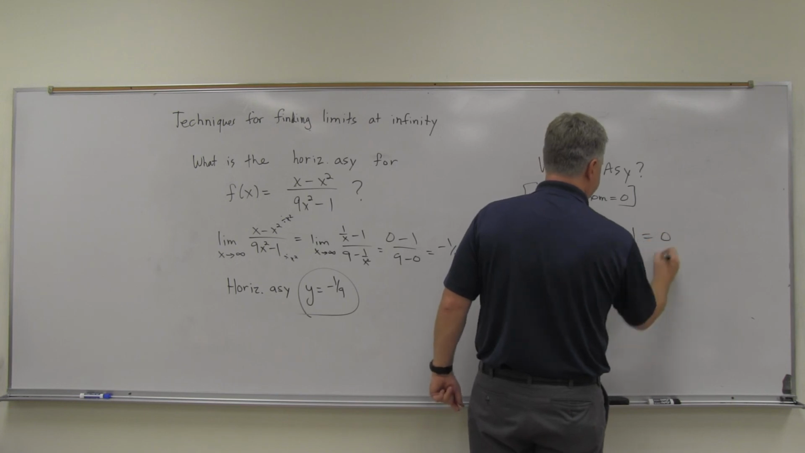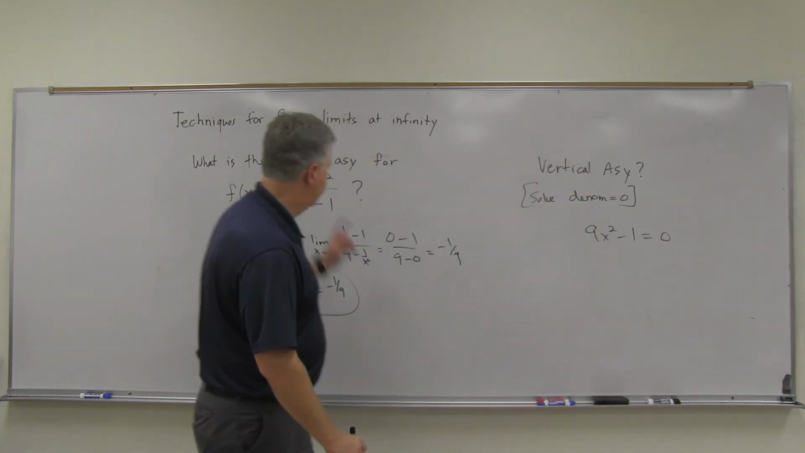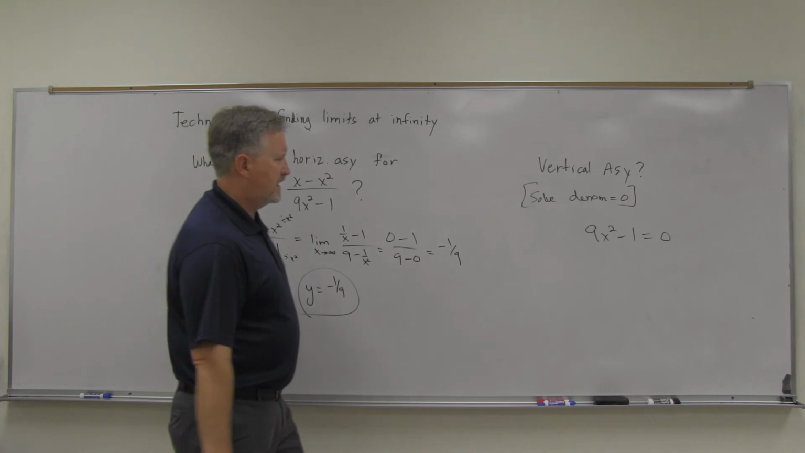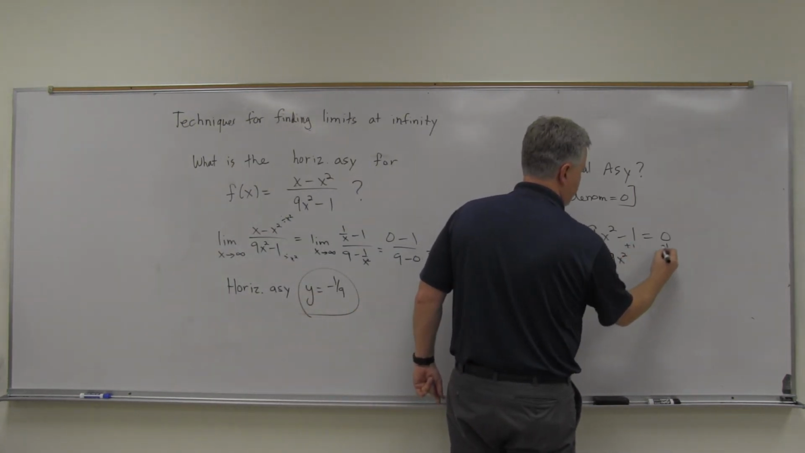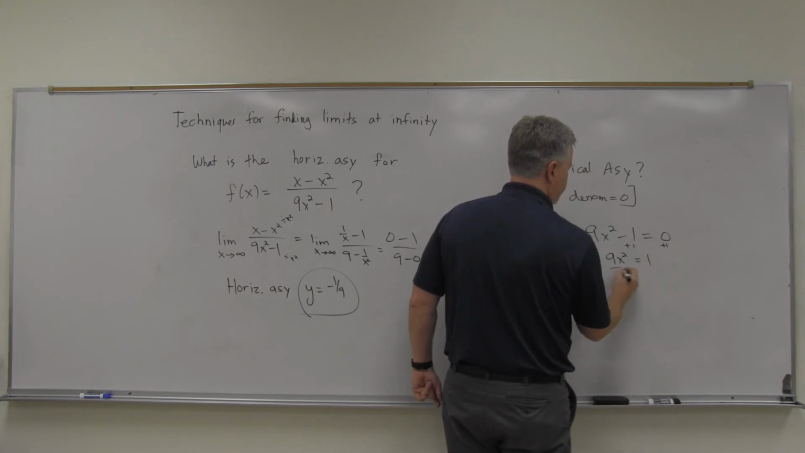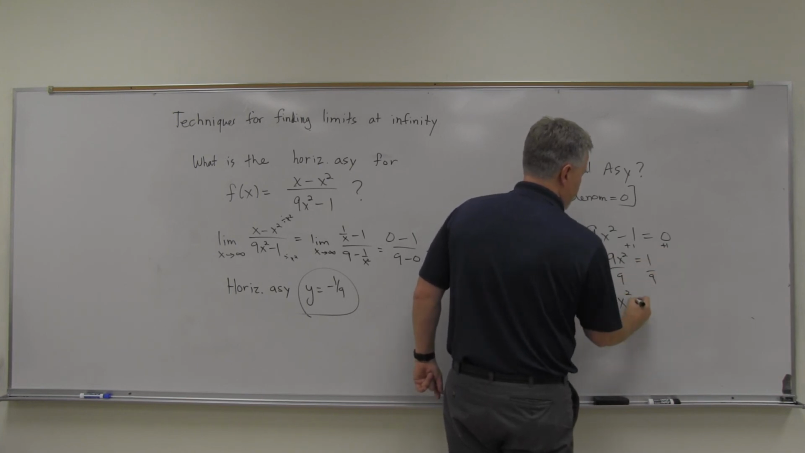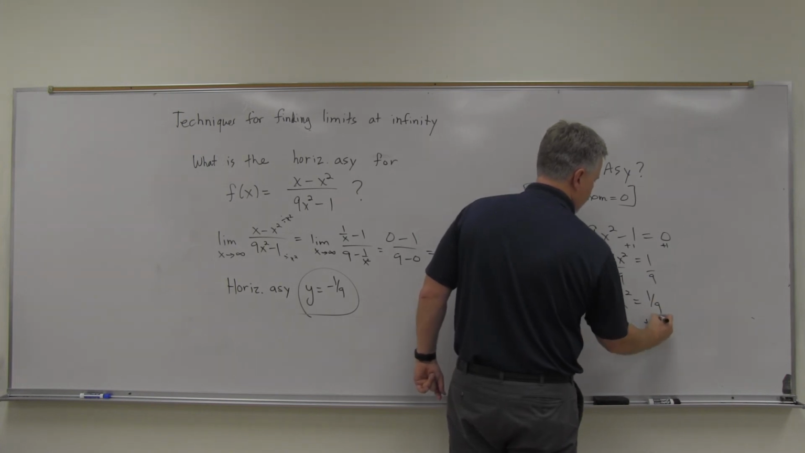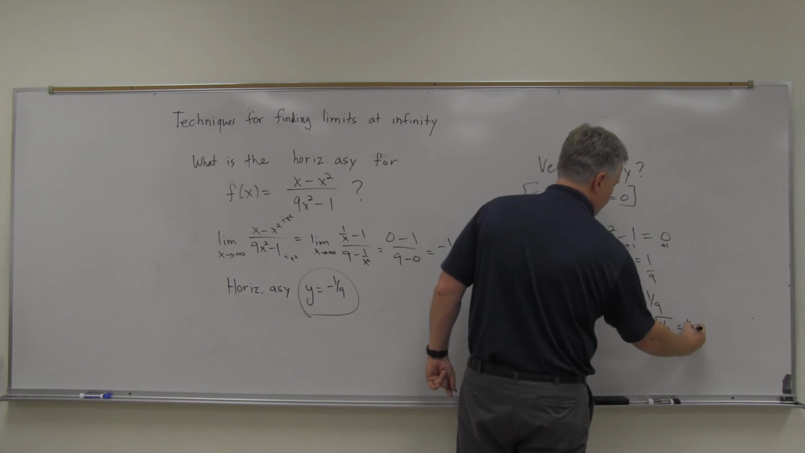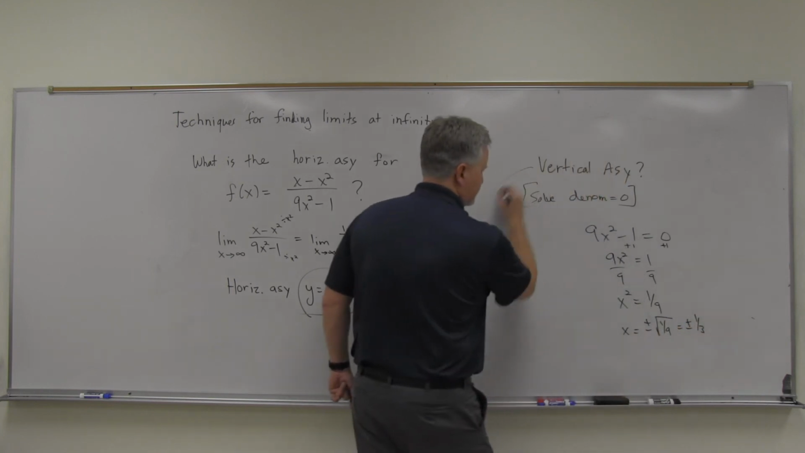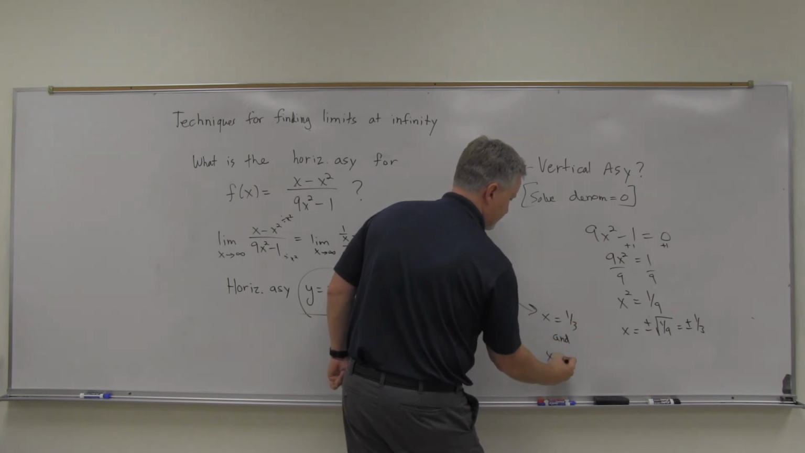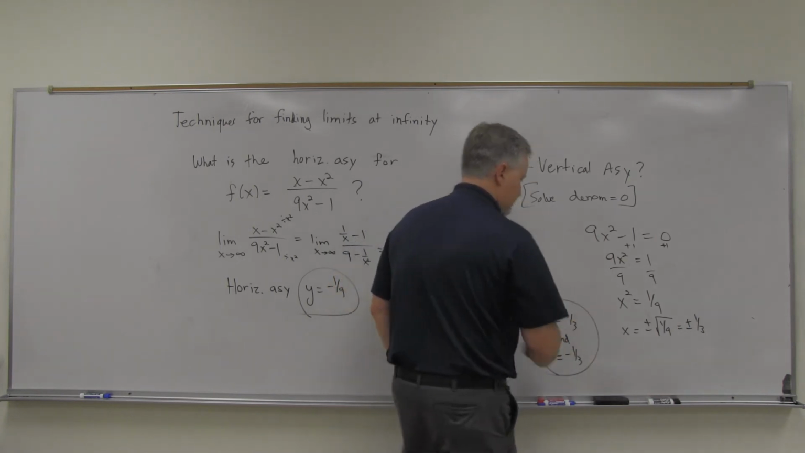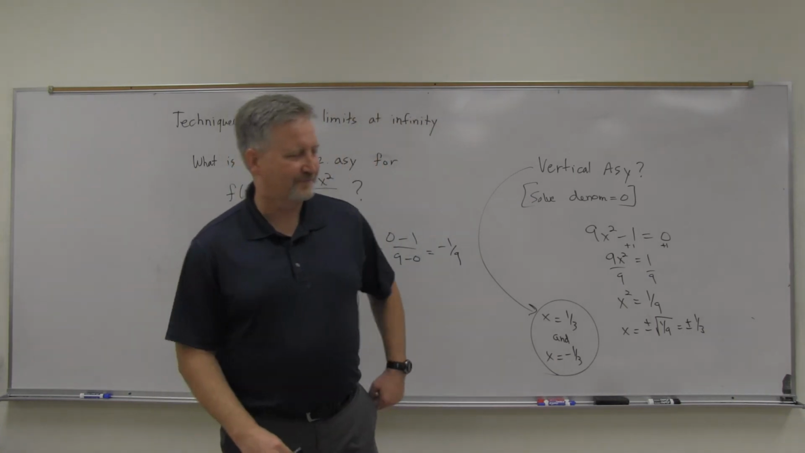Solve that. Denominator equals 0. Let's see, that would be add 1, so we have 9x squared equals 1, divide by 9. So that's x squared equals 1/9. That'd be x equals positive or negative the square root of 1/9. So that's positive, negative 1/3. So the vertical asymptotes would be x equals 1/3 and x equals negative 1/3. So if it asks for those, that's how you do those. Question?